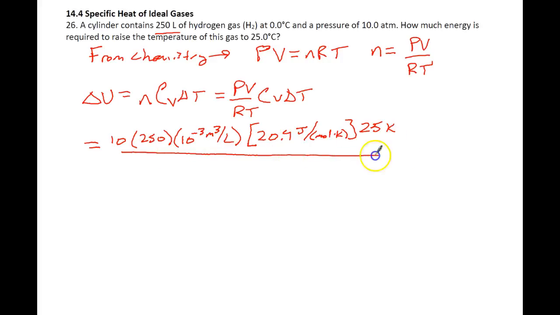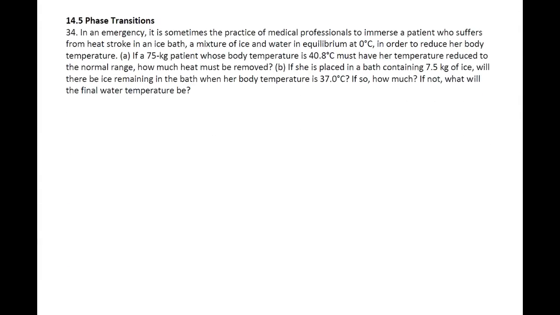We're going to divide all of that by our R value, which is 8.314 joules per mole Kelvin. And then we have 273 plus 0 K for our temperature here. We're going from 0 to 25, so that's our temperature change, essentially. Now we'll say that is equal to 57 kilojoules. So that's number 26. Let's go ahead and take a look at the next one, which is number 34.